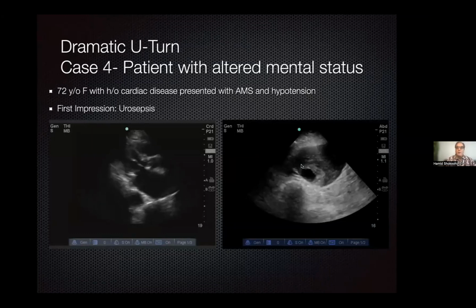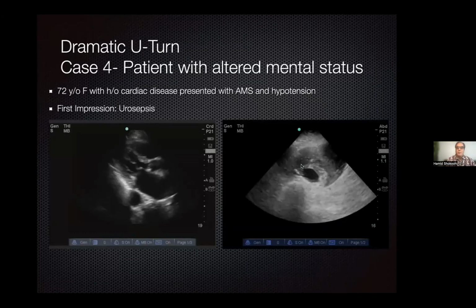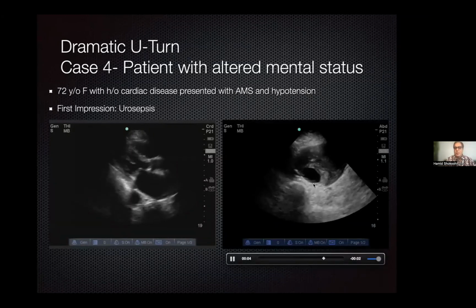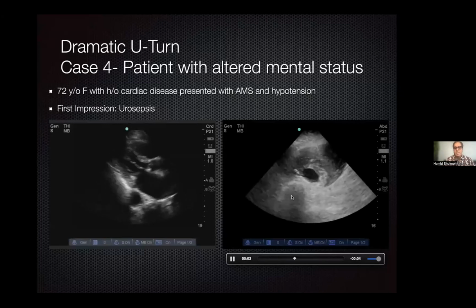This is another one, where the patient is coming with altered mental status and hypotension, and has urosepsis. When you scan the protocol, you see the aneurysm that you saw earlier in this patient.